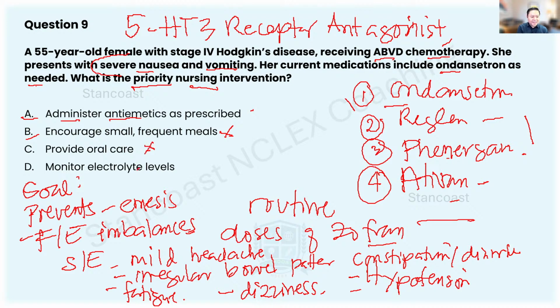And then we have the monitoring of electrolyte levels, another important intervention. Possibly there is an imbalance that we don't know, so we need to monitor. But will it prevent the occurrence of nausea and vomiting at this point? It doesn't. It will not resolve the root cause. So we are also eliminating that one. Okay. Let's move on to the next.